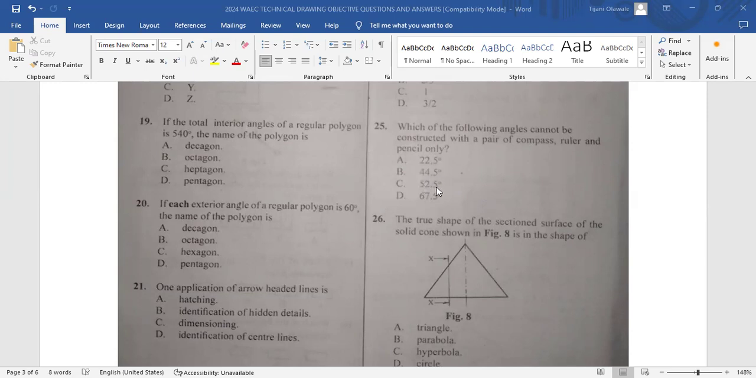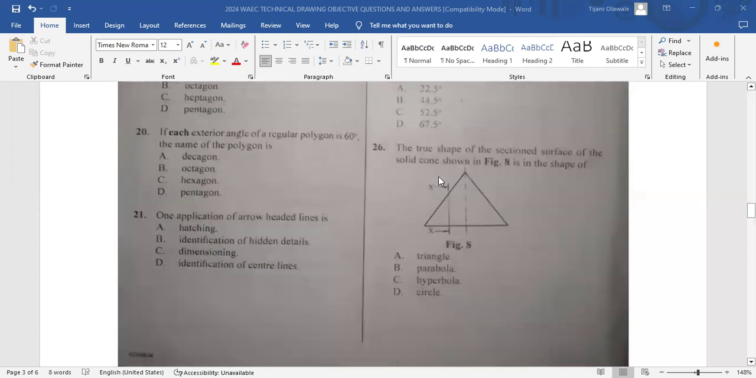So 105 divided by 2 will give us 52.5. So we can construct angle 105. That's 90 plus 15. Then this one is angle 135 divided by 2. So we can construct angle 135, so you can construct angle 120 plus 15. That will give us 135. So the answer to question 25 is 44.5. Such an angle cannot be constructed with the use of a pair of compass.